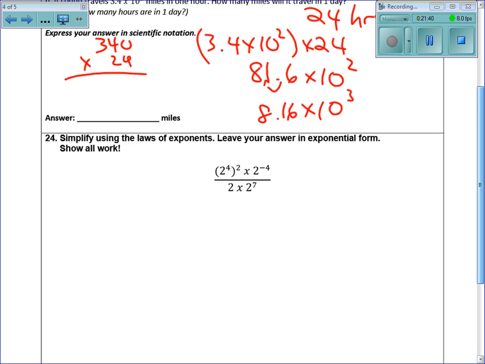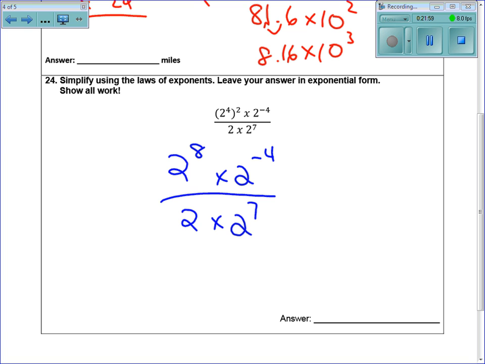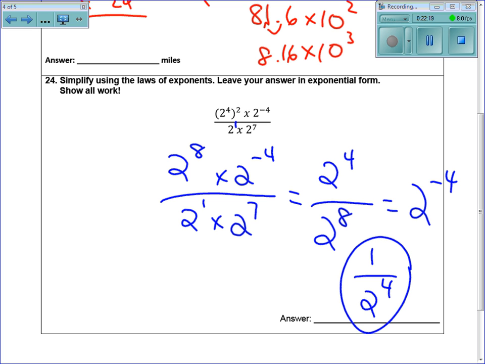Number 24, simplify using the laws of exponents. So the very first thing you need to do is get rid of those parentheses right there. 2 to the fourth to the second power is 2 to the 8th, because you have to multiply, times 2 to the negative 4th, divided by 2 times 2 to the 7th. In the denominator, when there's just a 2 there, that's really 2 to the first power. Make sure you know that. 2 to the 8th times 2 to the negative 4th, add them, 2 to the 4th. In the denominator, there's 2 to the 8th. 2 to the 4th divided by 2 to the 8th, 2 to the negative 4th. Need to make that a positive exponent. Do the reciprocal, 1 over 2 to the positive 4th.